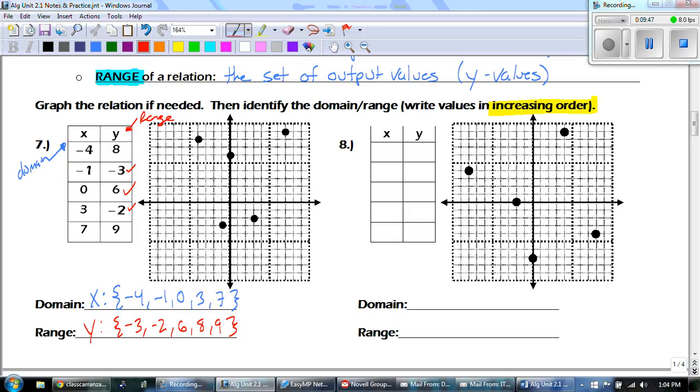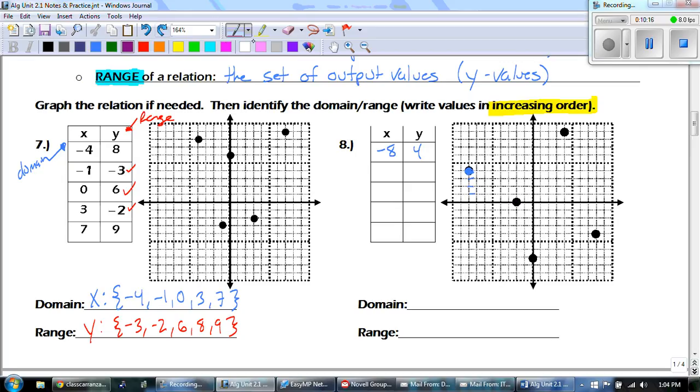All right, now for number 8, they're kind of being a pain because they really didn't give us any information. They graphed them for us, but we have to figure out what the points are. Okay, so that first point, that blue point, it's -5, -6, -7, it's -8, and then 1, 2, 3, 4. So -8, 4.